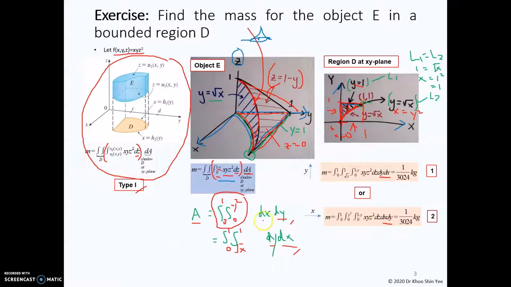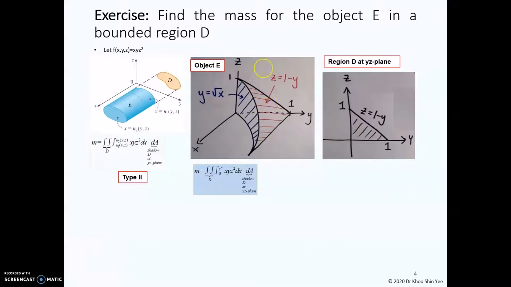For example, if you use dx dy like this, then you will obtain the limit here. If you choose dy dx like this, then this limit can be found from here. You can continue to solve the triple integral here, and you should obtain the mass equal to this answer. As you can see, regardless of the formula that you form, both of them give you the same answer.